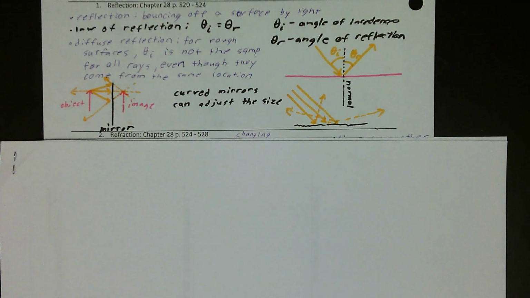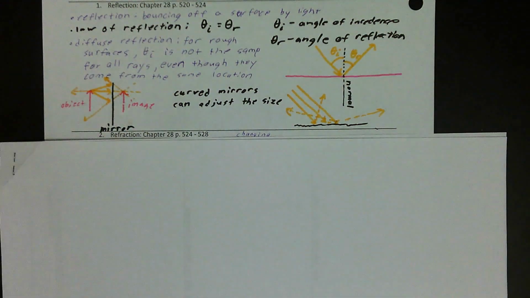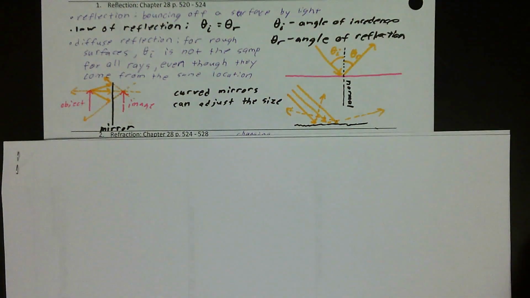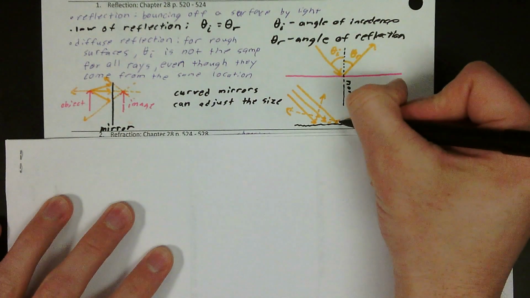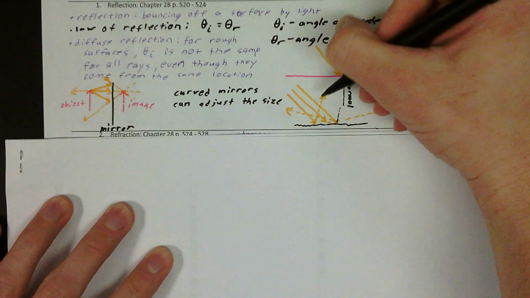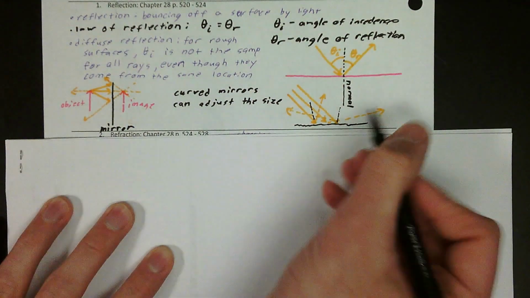Then I talked about diffuse reflection. Diffuse reflection is for rough surfaces. The incident angle is not the same for all rays, even though they come from the same location. The reason is the normals change. Because the surface is rough, those normal lines are going to change, and because those normal lines change, you get different angles.